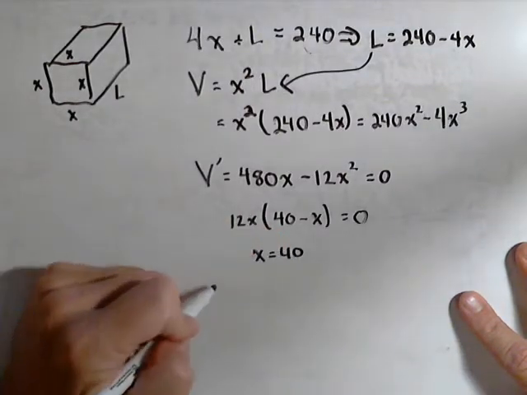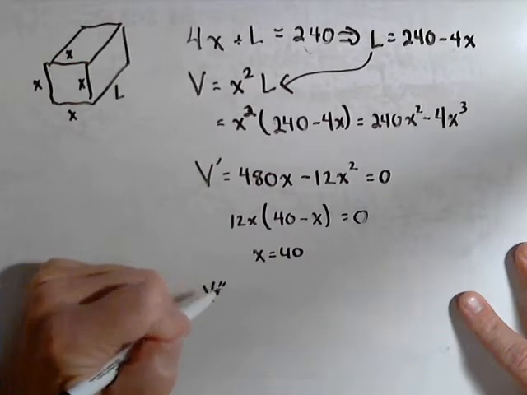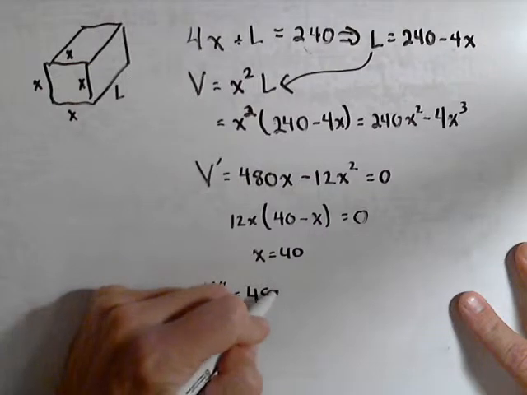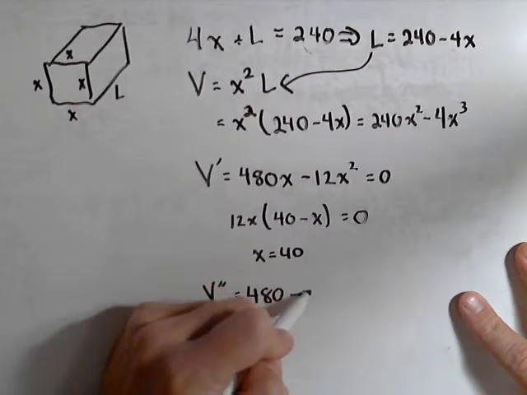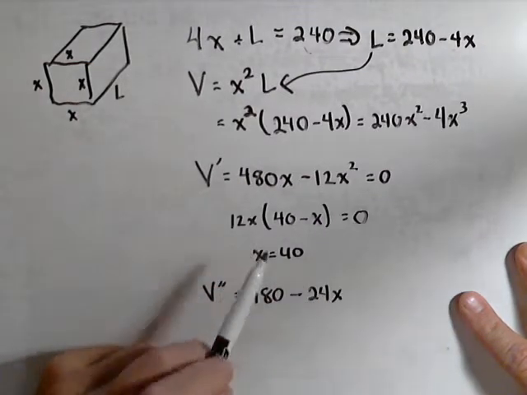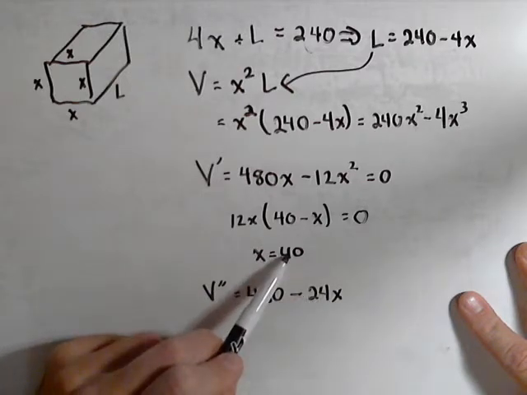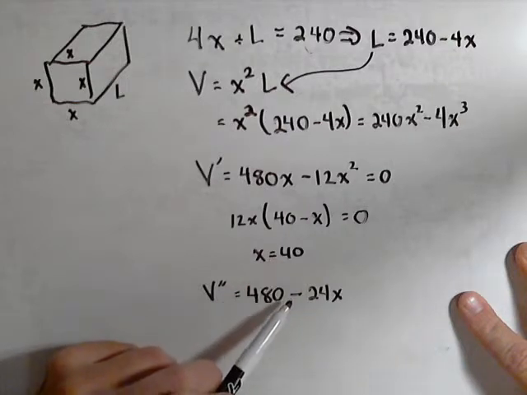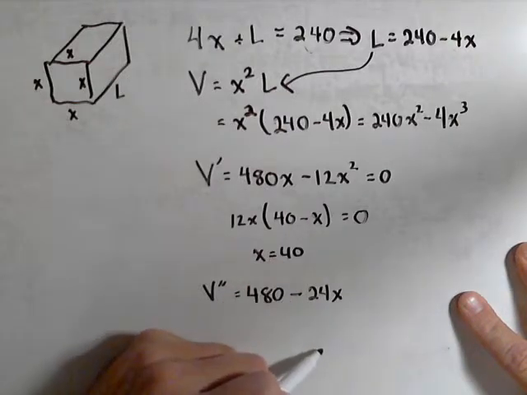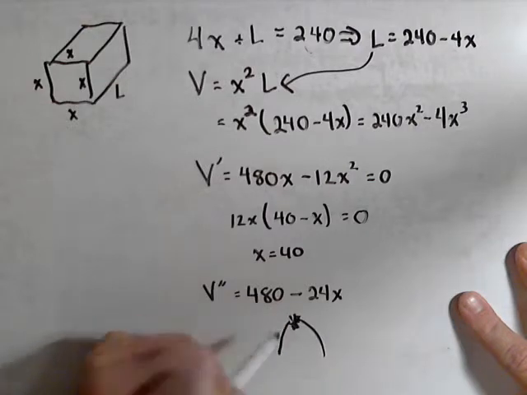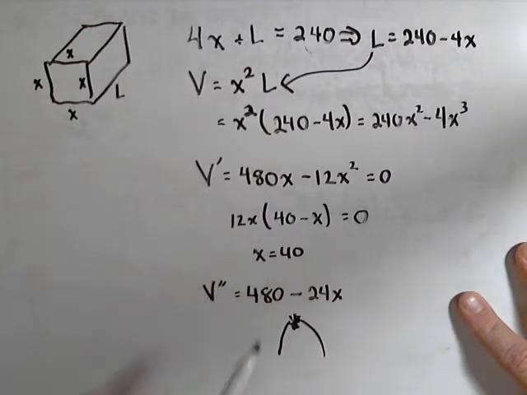Now we do want to check and make sure this is a maximum, so we're going to use the second derivative for that. The second derivative is 480 minus 24x, and what you do is you plug in the 40. Well, 20 would make this 0, so 40 is going to make this negative. The reason we care about that is that at 40 this thing is concave down, which makes our value a maximum. So when x equals 40, this thing is going to be at a maximum.